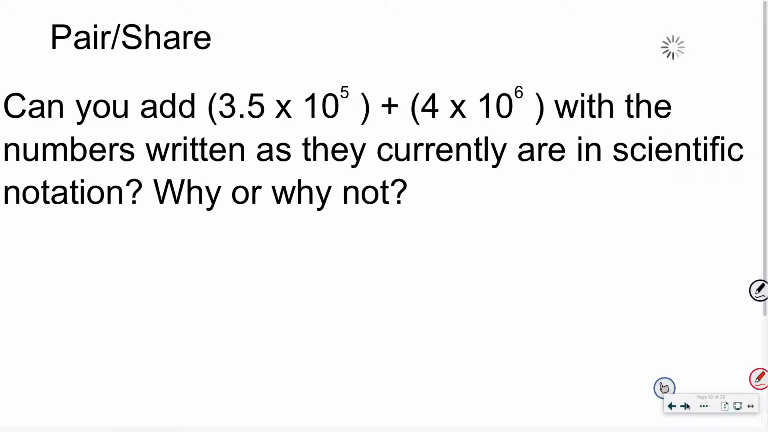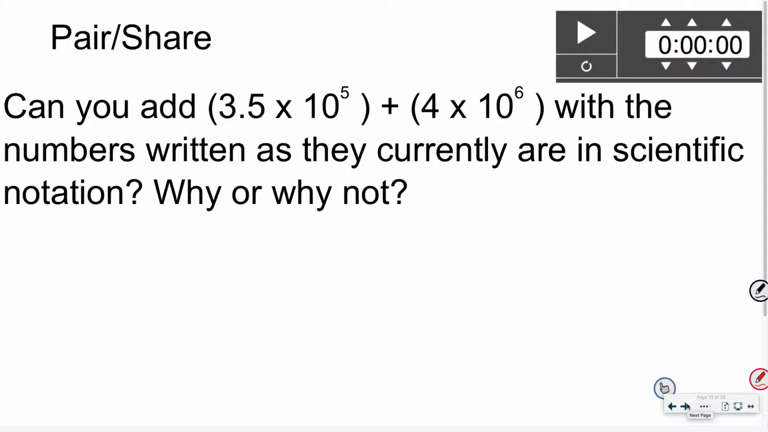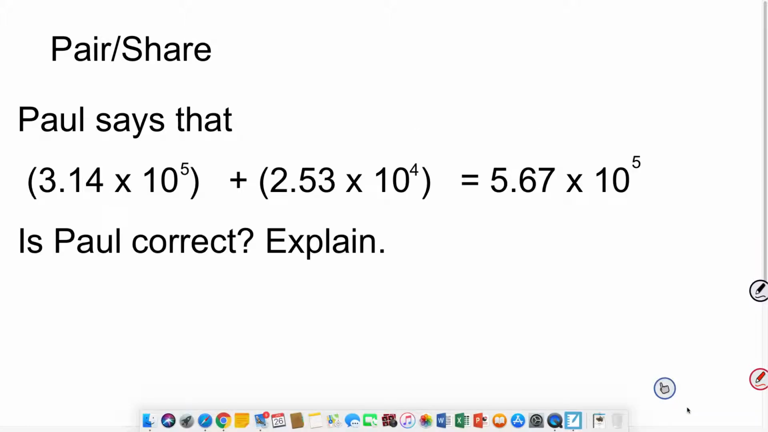Now take a look here. We're not going to sit on this one. The next one is what we're going to do. Can you add 3.5 times 10 to the 5th plus 4 times 10 to the 6th with the numbers written like they are? No. Why not? Because the exponents are not the same. So we would have to do something. So I want you to take a look here.